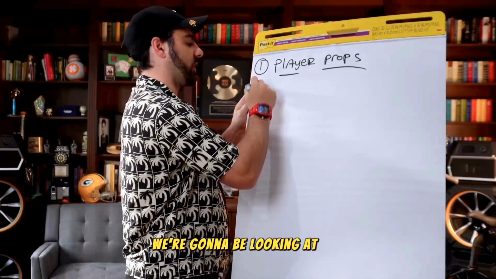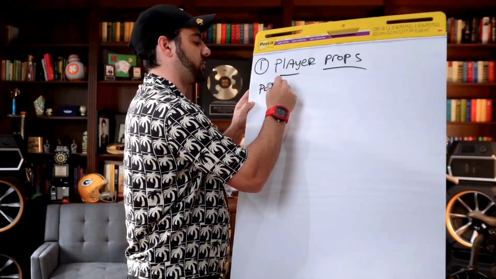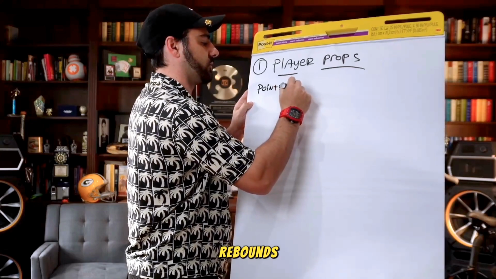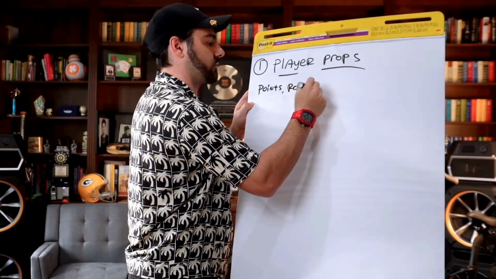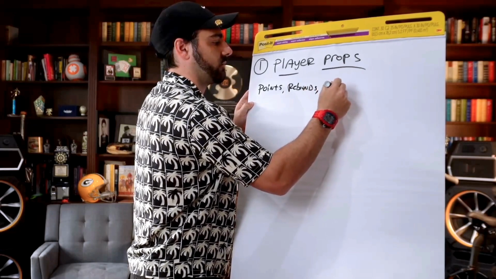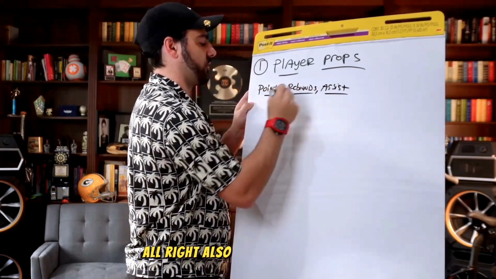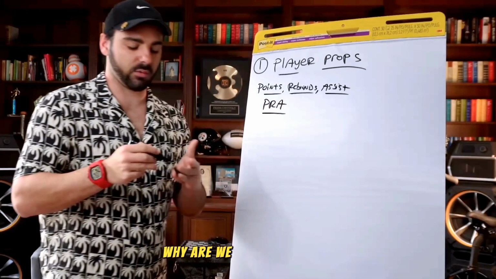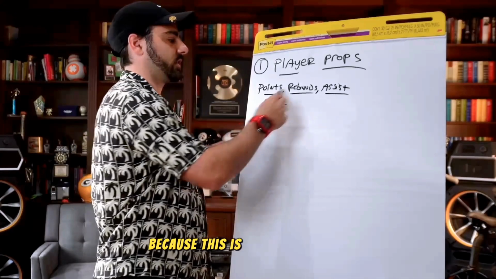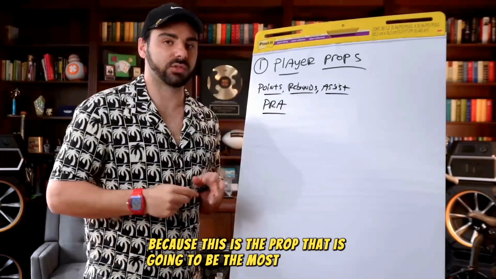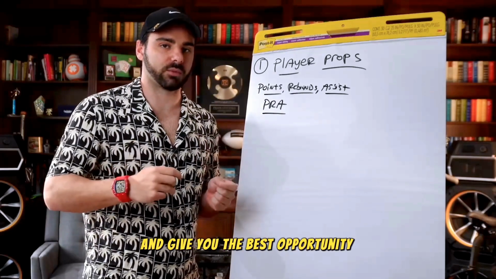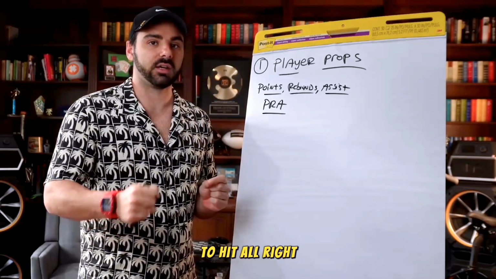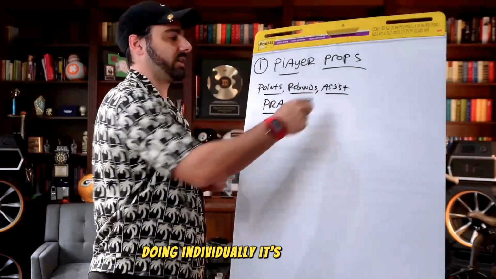We're going to be looking at the points, rebounds, assists prop. All right, also known as PRA. Okay, why are we looking at that? Because this is the prop that is going to be the most consistent and give you the best opportunity to be able to hit. All right, doing individually, it's a bit tough.